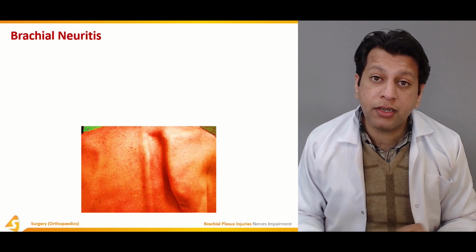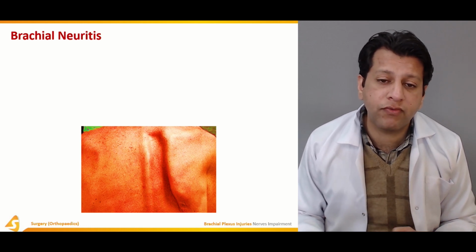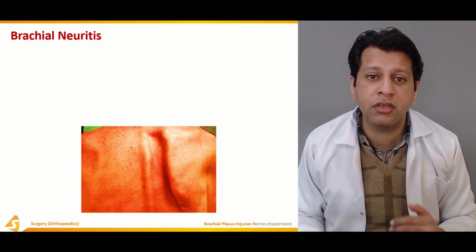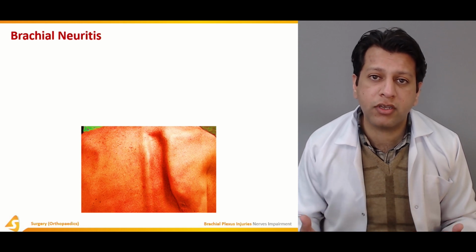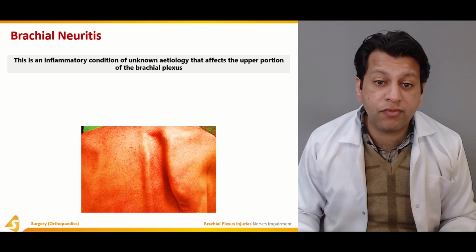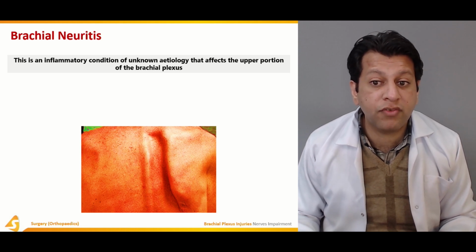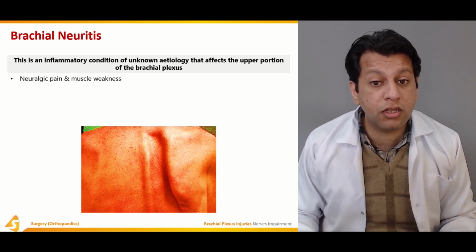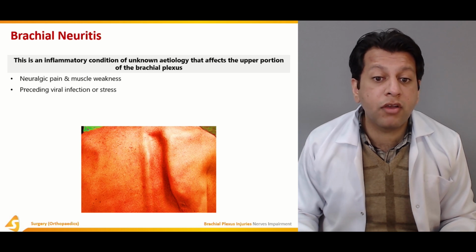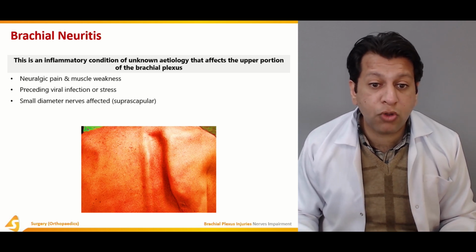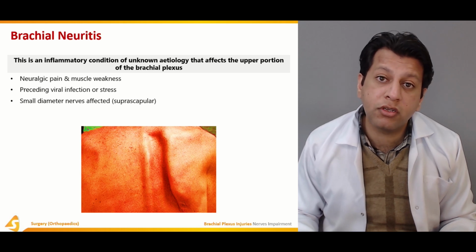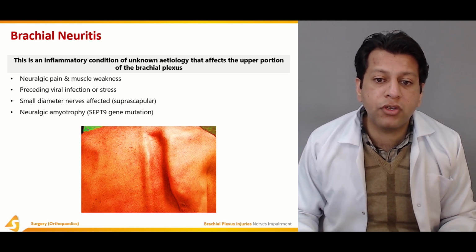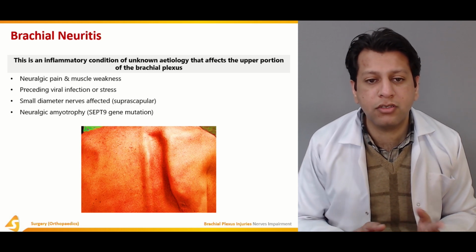So, coming to brachial neuritis, this is a very rare form of inflammation of the nervous system, usually following a post-viral syndrome, that is, a viral infection. This leads to brachial neuritis. It is an inflammatory condition of unknown etiology that affects the brachial plexus, mainly the upper portion. This results in neurological pain and muscle weakness, and usually follows a viral infection or stress. The small diameter nerves are affected, especially the suprascapular nerve, which supplies the supraspinatus and infraspinatus muscles, and neurologic amyotrophy may be associated with brachial neuritis.